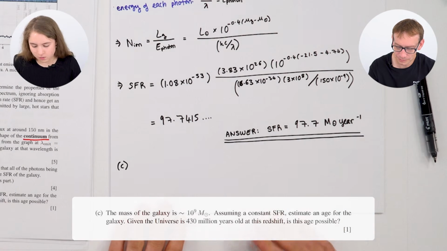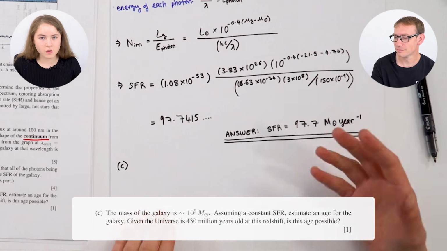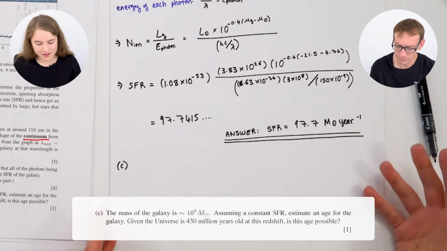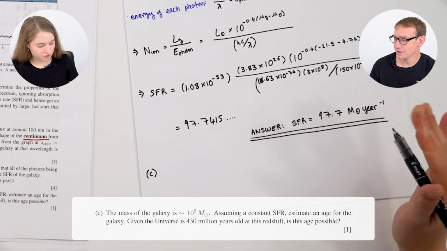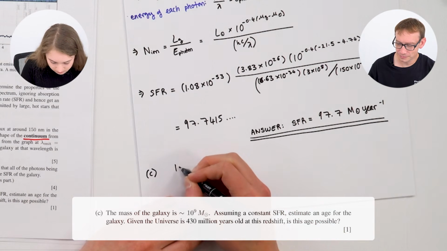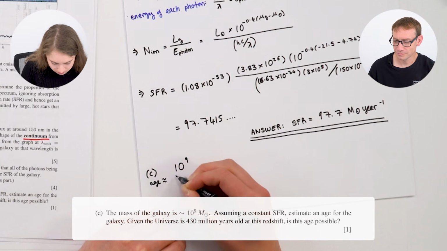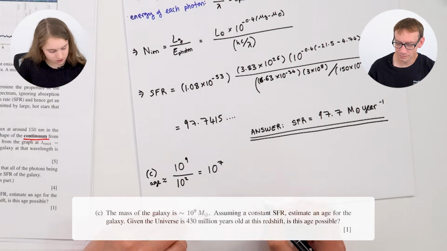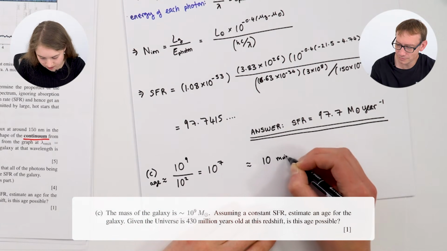Well, this is quite nice. We know that there's about 98 solar masses of stars being formed per year. We know that it's about 1 billion solar masses in its mass. So what we want to do is divide that billion by this approximately 100. It says estimate, so I'm happy to round this to 100 for the purposes of this calculation. So the age is about 1 billion divided by 100, which is 10 to the 7. And if we're writing this out, that's about 10 million.